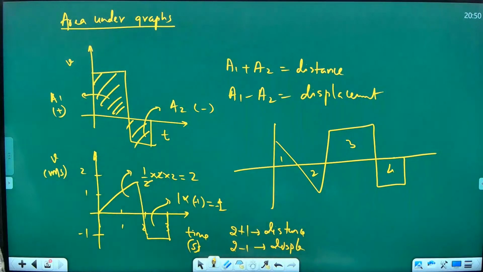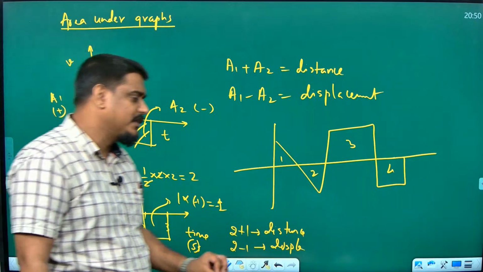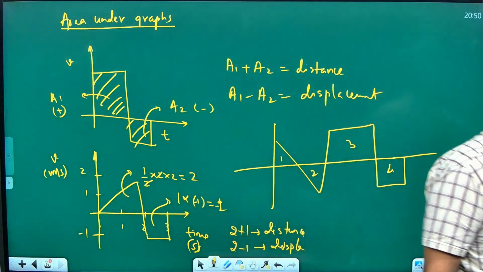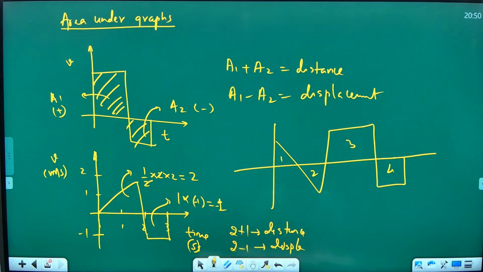Are you getting my point? I said that if you consider the sign, positive, negative, and then add the areas, you get displacement. If you just add the areas without minding about positive, negative, you get distance covered. Got it? I hope you got it.